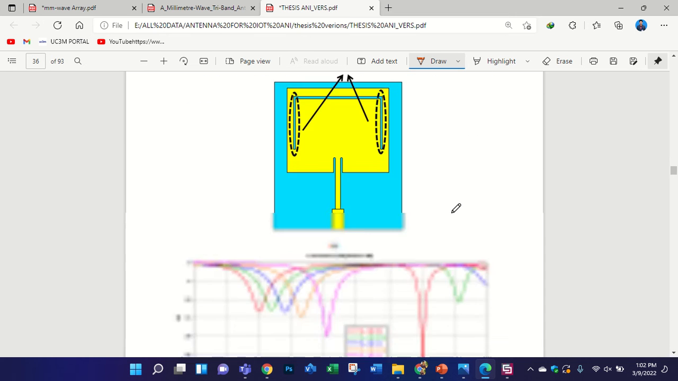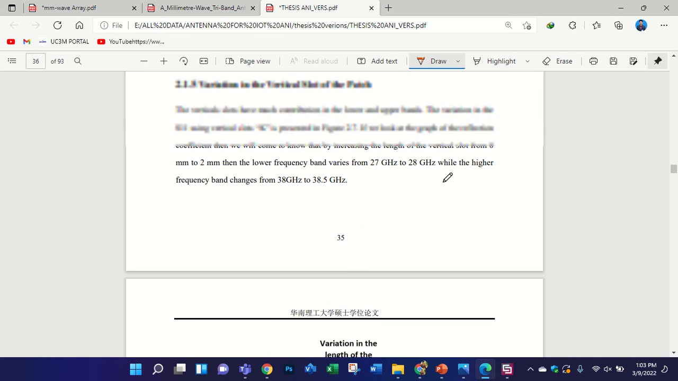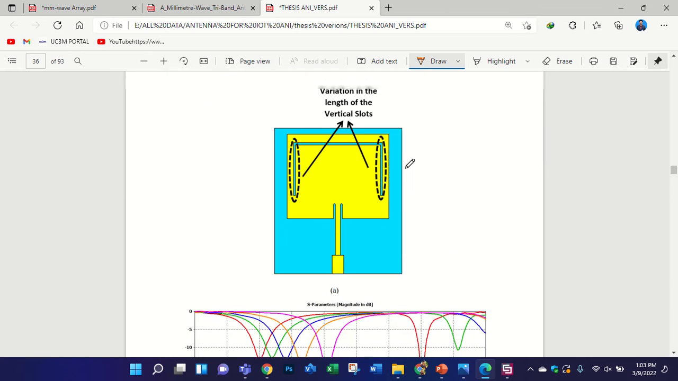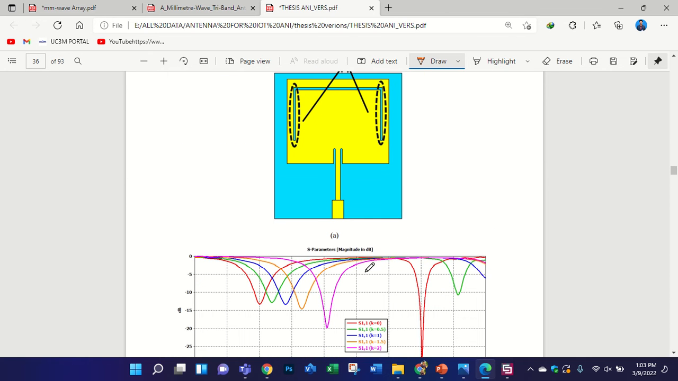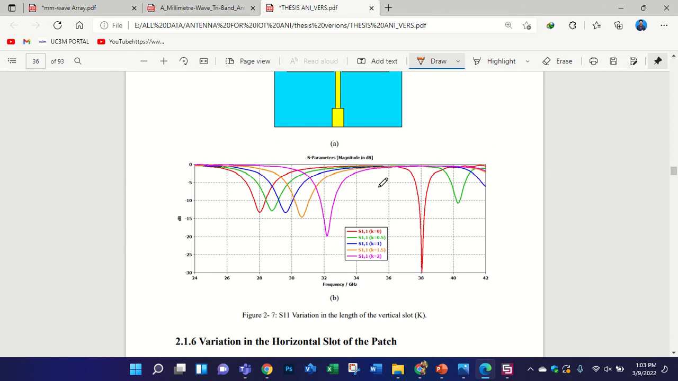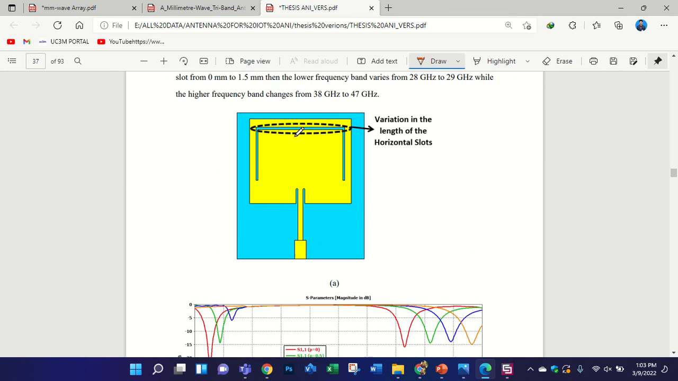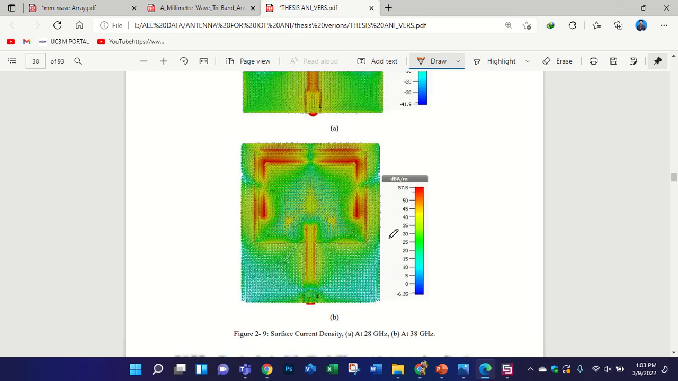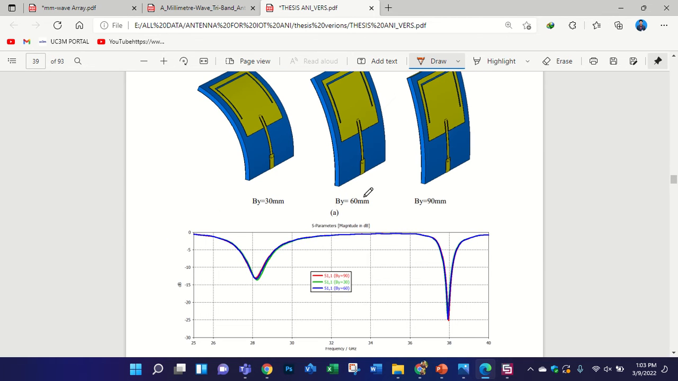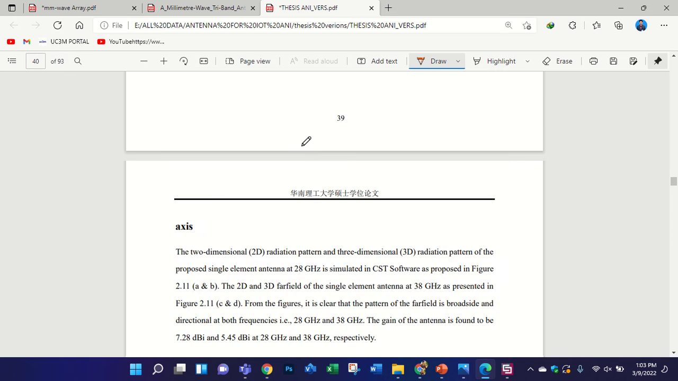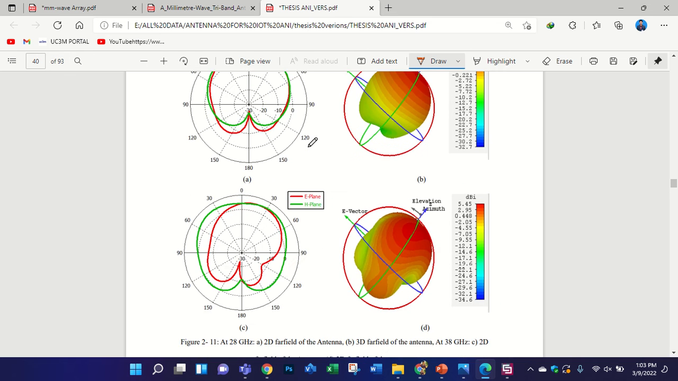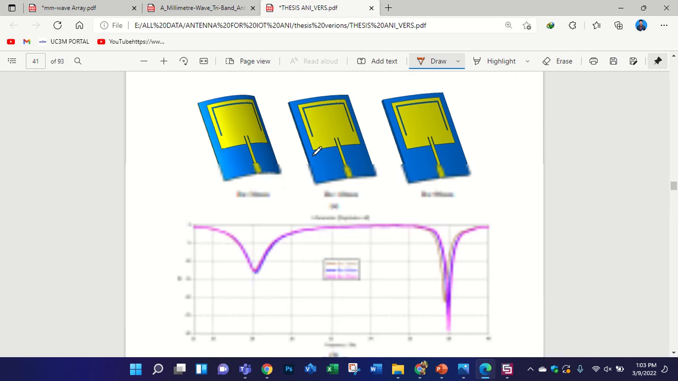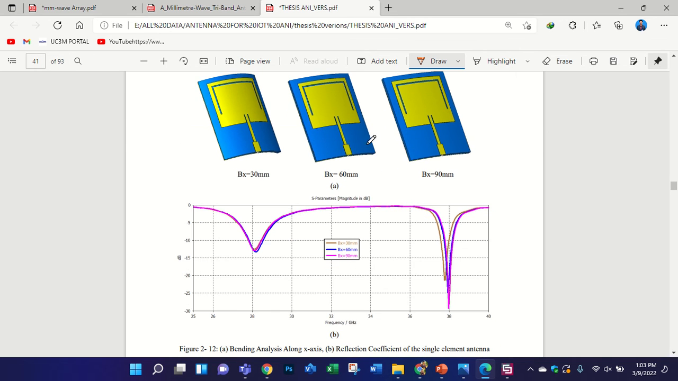Okay, in this design, you can see, optimization is being done for each step, like for the vertical slot and the horizontal slots. You will change the shift in the frequency band, and also the horizontal slot. You will see here, and the bending analysis is also taken into consideration. And this design is converted into a dual element. Okay, this is the bending analysis along the x-axis.